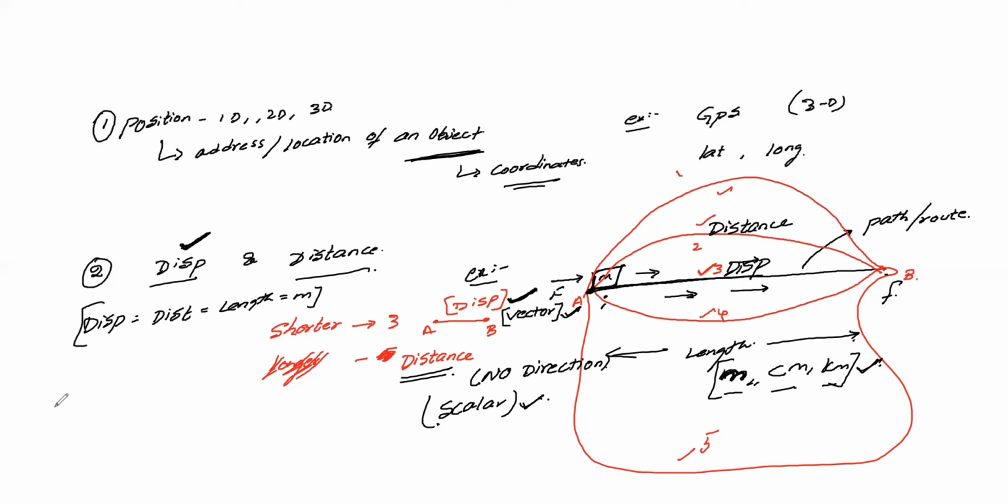And one more thing. When we are telling you about the path between point A and point B, suppose there is only one path, remember, only one path, then displacement and distance are both the same. Okay? So when you specify only one path, distance and displacement both are the same.